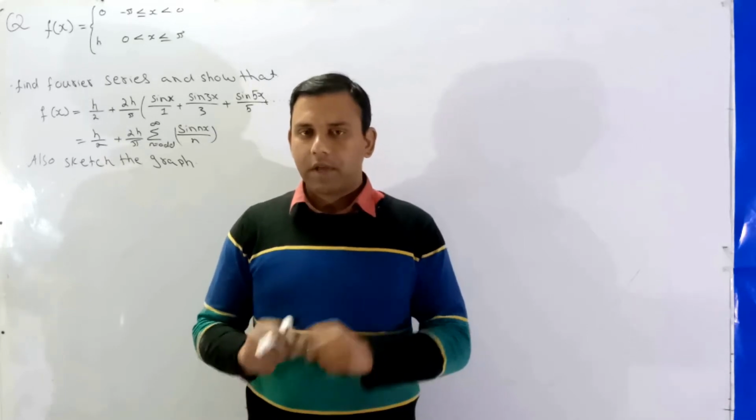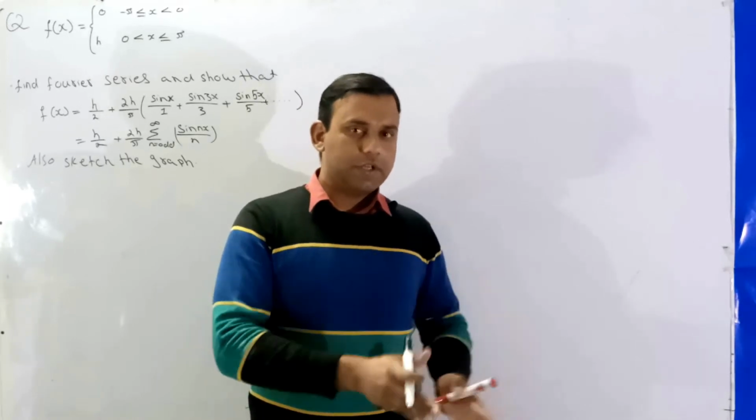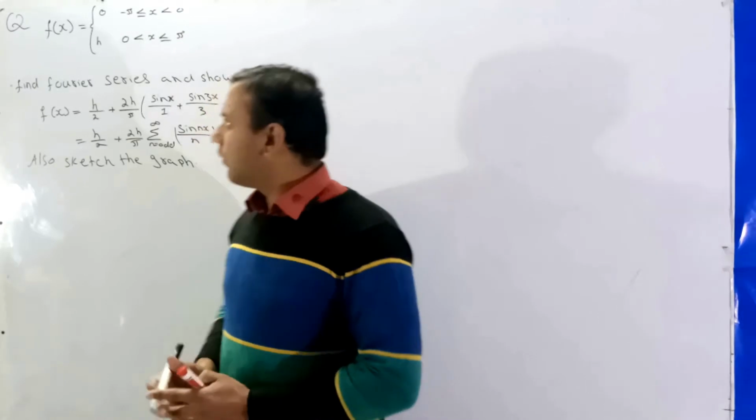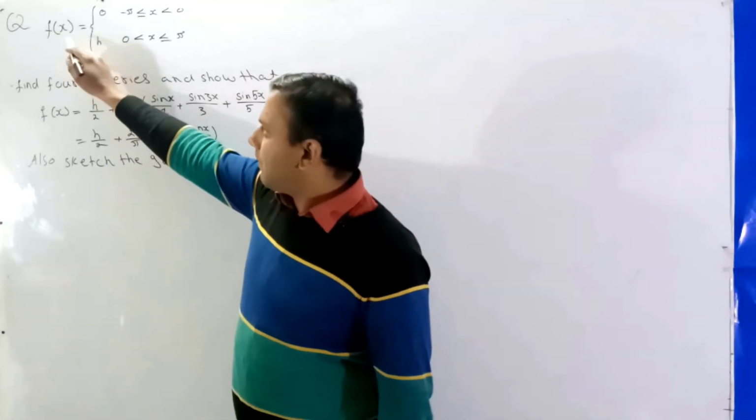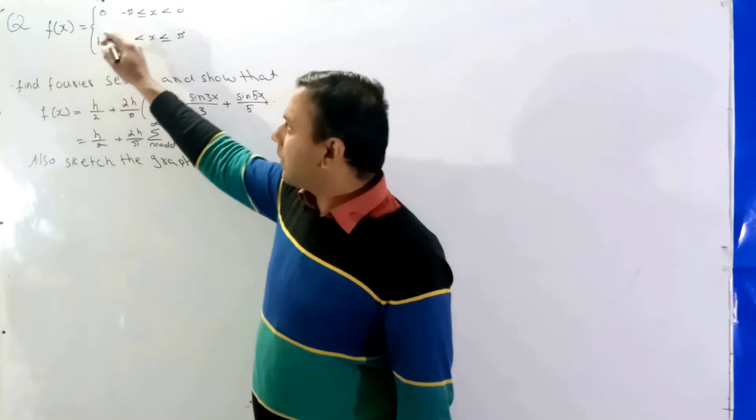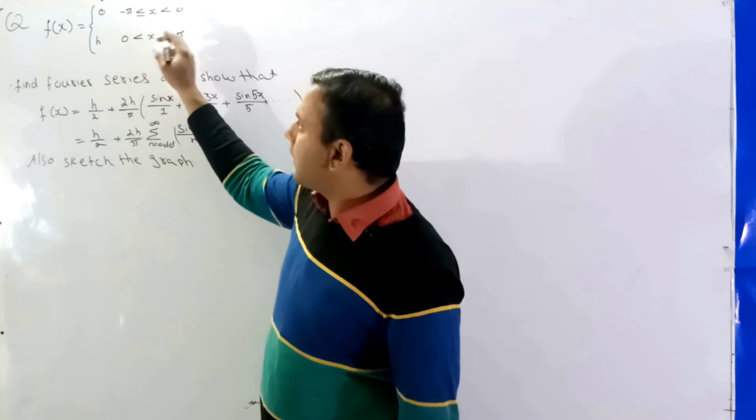Today we are going to solve a question related to Fourier series in which we have a function f of x and we have to express this function in the form of a series by using Fourier expansion. The question is that we have a function f which depends upon x, and the value of f of x is equal to 0 when x is between minus pi to 0.